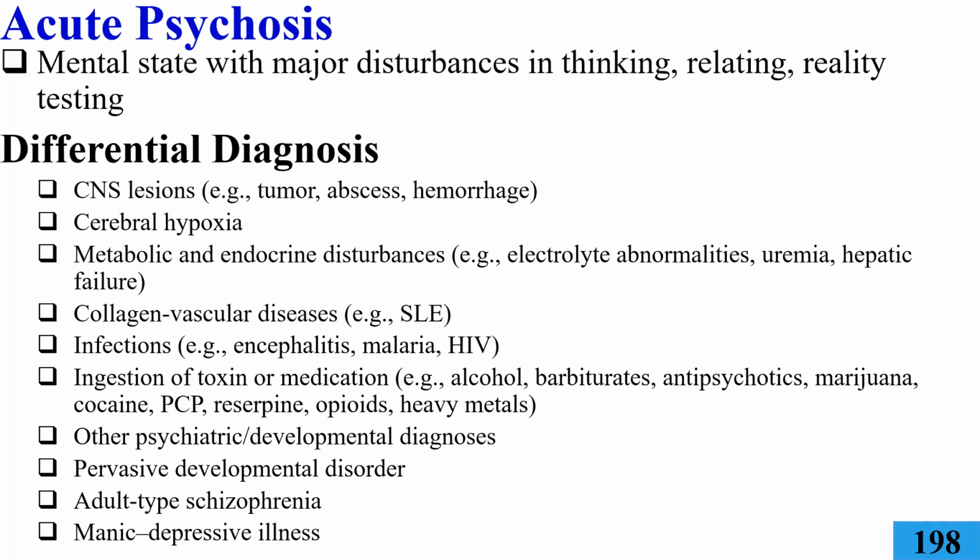pervasive developmental disorder. This is an old term, nobody uses it right now. Adult-type schizophrenia, manic depressive.